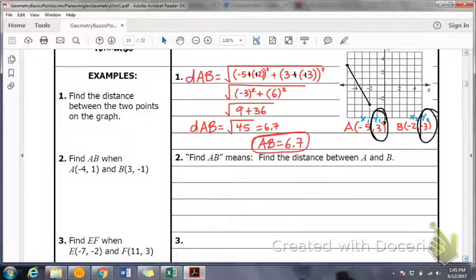Now, we do not need a line above AB when we're talking about the measurement of it. Because when we talk about the measurement, the symbol that means measure is just writing AB by itself without any line or anything with it. Okay? All right, take a minute and find the measure of AB in number 2.